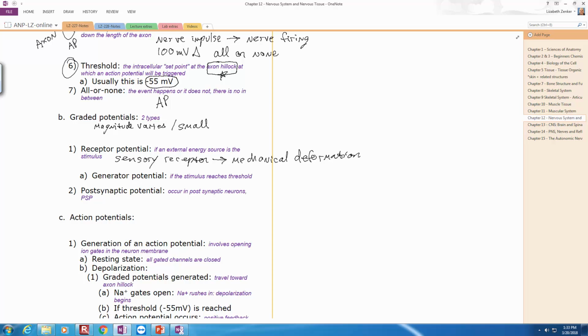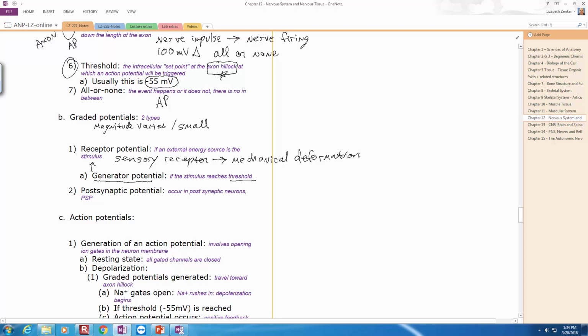The generator potential, like a subset under this, is if the stimulus reaches threshold. So the term generator potential, automatically you should associate with the term receptor potential. So the sensory receptor is stimulated, and we have to have enough of a graded potential or enough of that mechanical deformation to initiate a threshold, which means then you have a generator potential. So always associate generator potential as sensory with receptor potential, okay? And it generates the potential. It causes it to happen if you reach threshold.